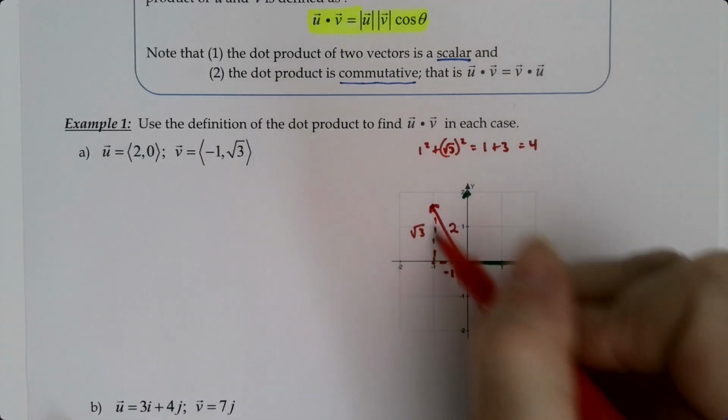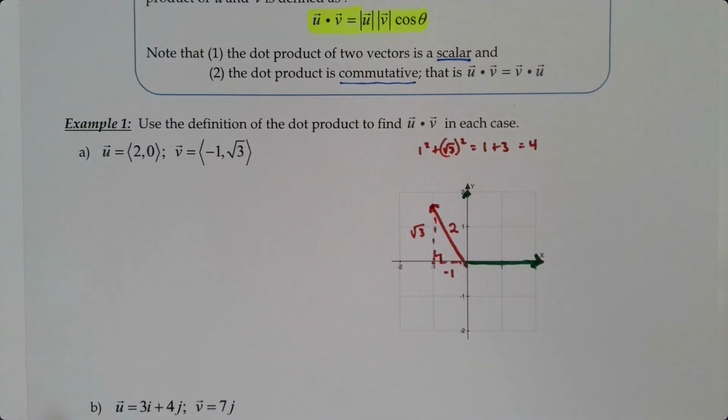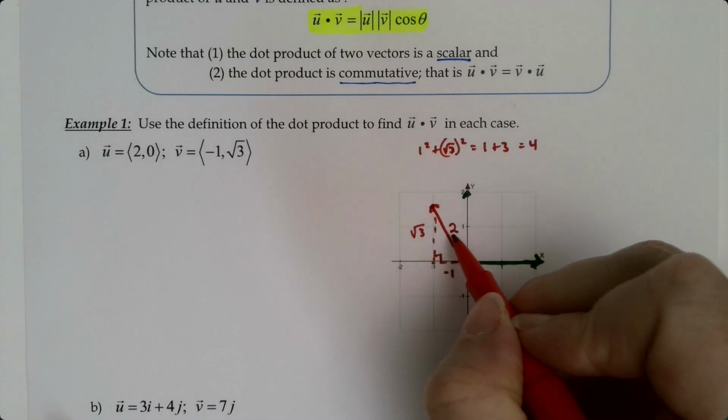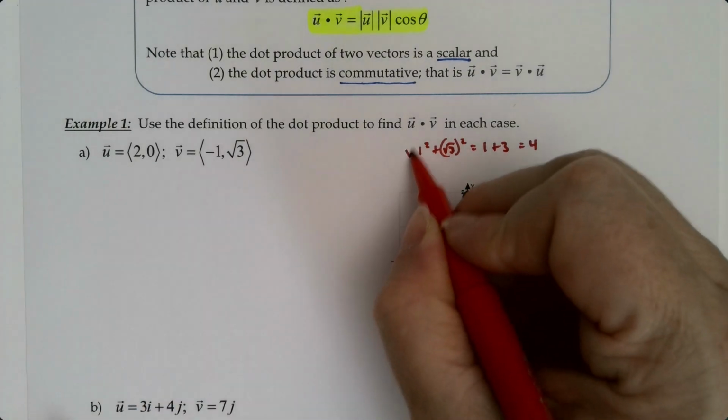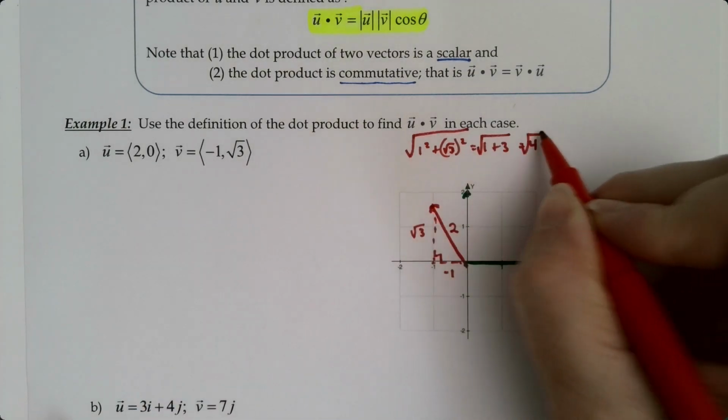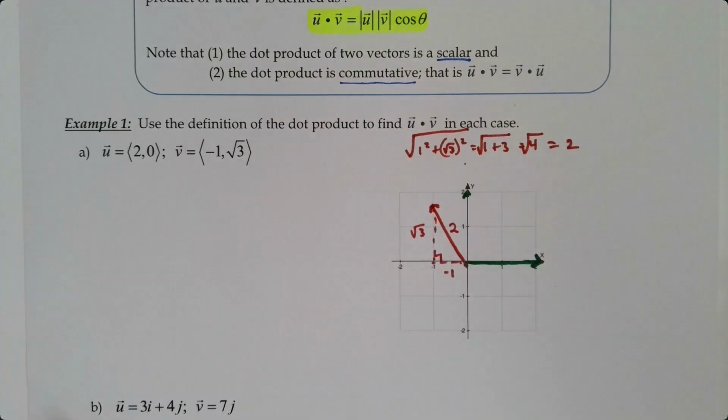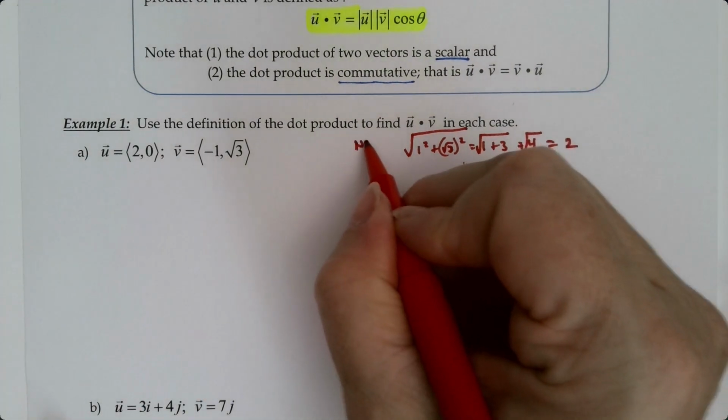Right? Little right triangle Pythagorean theorem. And so therefore, this side is the square root of 4, which is 2. So I could write it like this. Okay, I'll just make a little note.